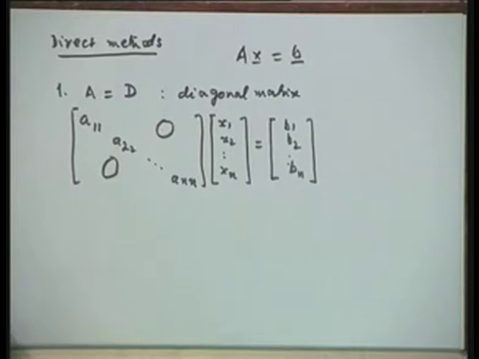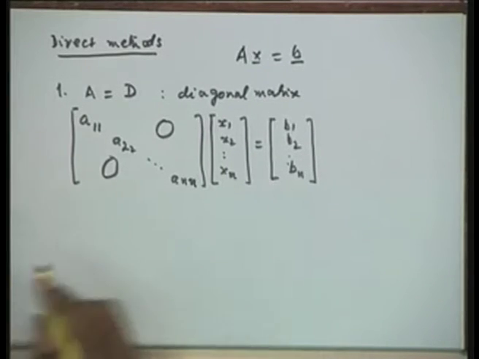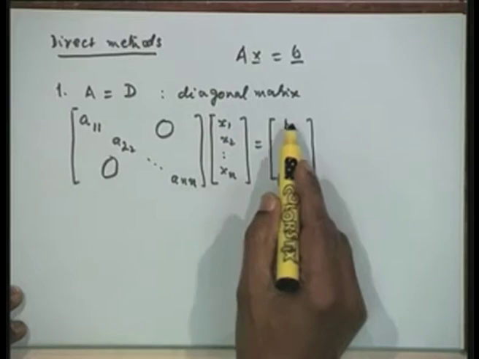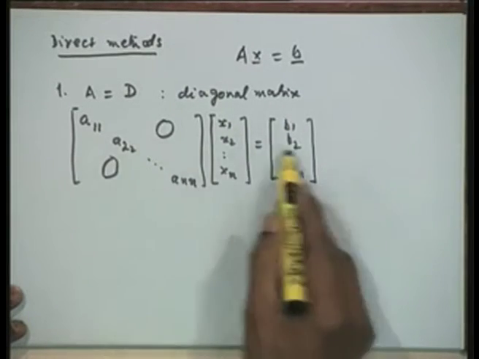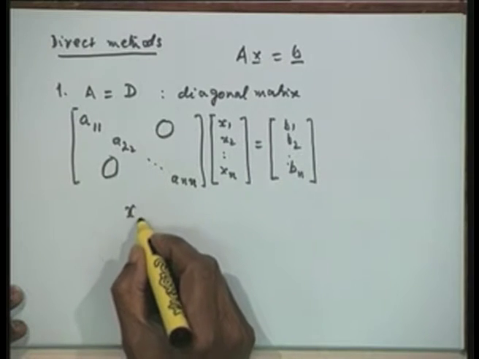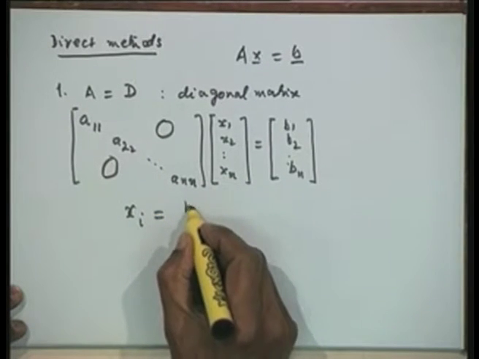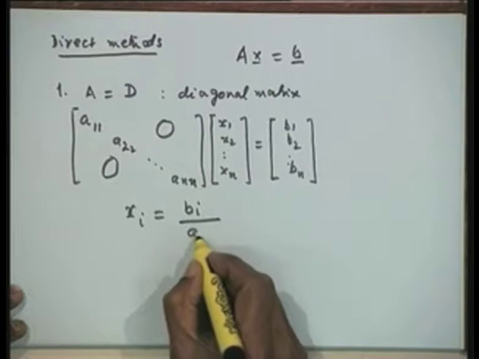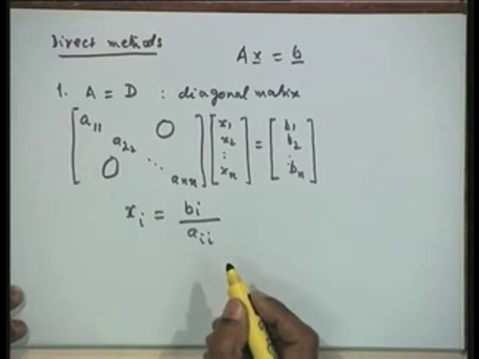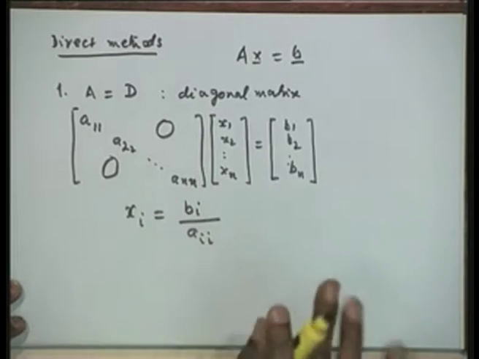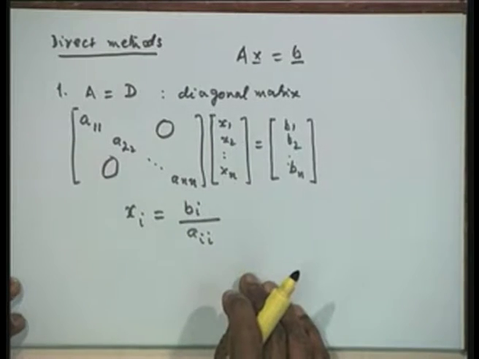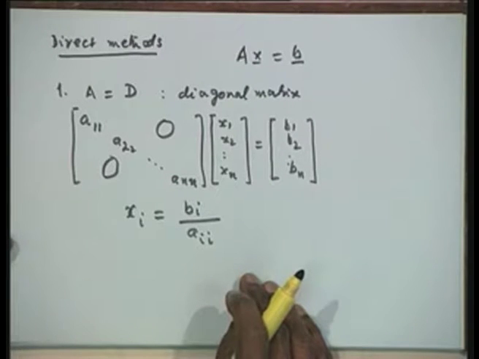Now, we can see that this is a very trivial case, because from the first equation we have a11 x1 is b1, therefore, x1 is determined immediately. Similarly, x2 is determined from the next equation. So, I have the solution of the problem as simply xi is equal to bi by aii. Now, this is a direct application: when A is of the form of a diagonal matrix, the solution is very trivially obtained.